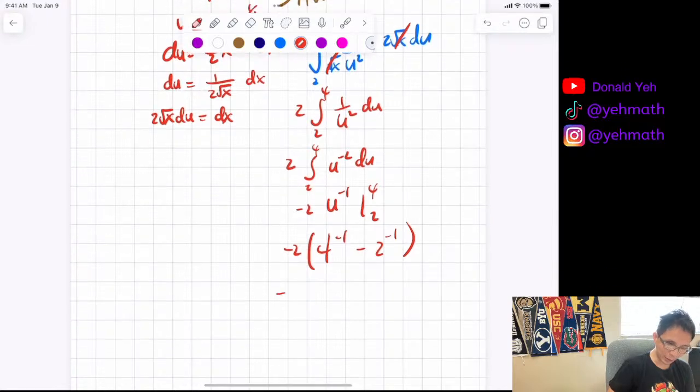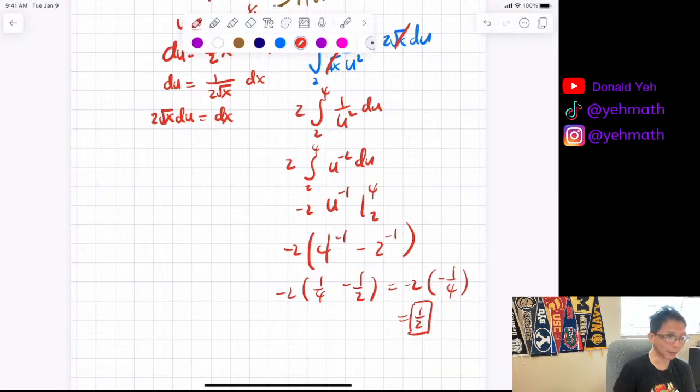What's 4 to the negative 1? 1/4 minus 1/2 equal to negative 2 times negative half. Negative 1/4, I think. And that's equal to 1/2. So the answer is 1/2.